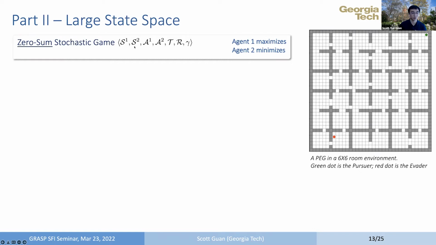So we have 2 individual state spaces, 2 action spaces, a transition function, a single reward function, and a discount factor. So the reward function is the same for both of the agents in this case, but instead of having both of them maximize the reward, we will have agent 1 maximize and agent 2 minimize.